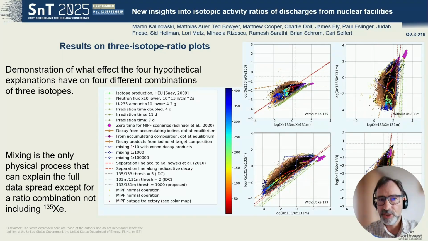This shows now for other multi-isotope plots. These are the 3-isotope ratio plots, and again, it's a demonstration of what effect the 4 hypothetical explanations have on the 4 different combinations of 3 isotopes. And again, it's clear that the mixing is the only physical process that can explain the full data spread, except for a ratio combination not including xenon-135. That's the one on the top left corner.